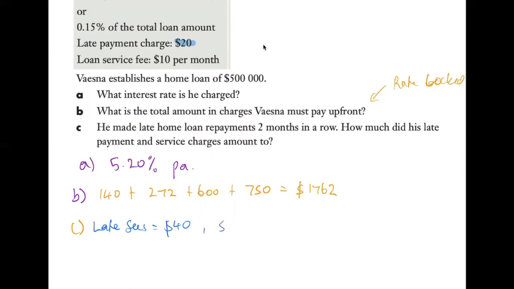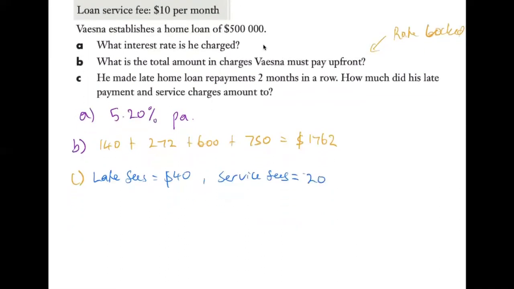The other thing is his service fees. His service fees are $10 per month. Because this is across 2 months, he pays $20 just to have the account open. How much do they all amount to? Well, you just add them together. So your total amount across your 2 months is equal to your 40 plus your 20, which is equal to $60 across your 2 months, which is quite a little bit extra. If you're doing that every single time across the life of your loan, you'll be paying quite a lot.